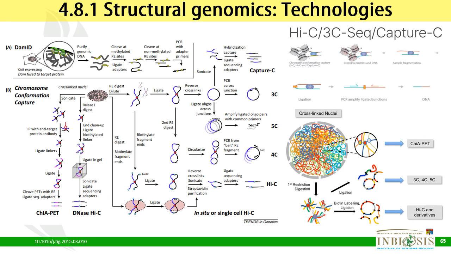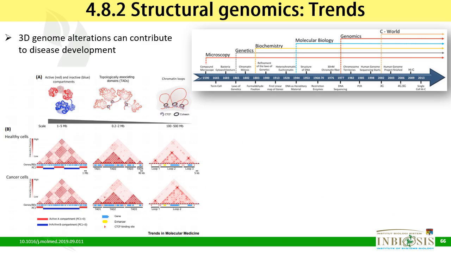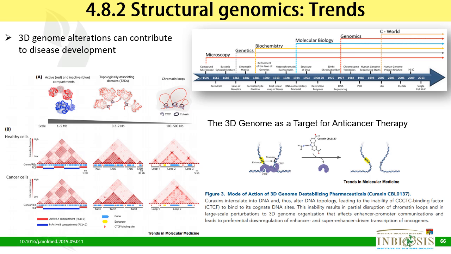For different levels, it involves different technology. The field is gaining momentum on the discovery that genome structure alteration can contribute to disease. For example, here comparing the healthy cell and cancer cell at 3 different levels: at the compartment level, the topologically associating domain, and the chromatin. So you can study at different scales. And currently, it's also an alternative target for anti-cancer therapy based on the 3D genome.